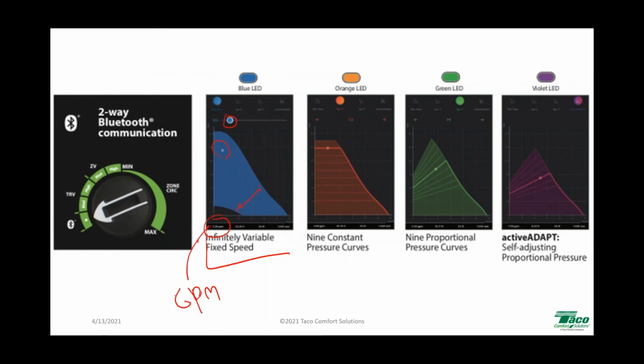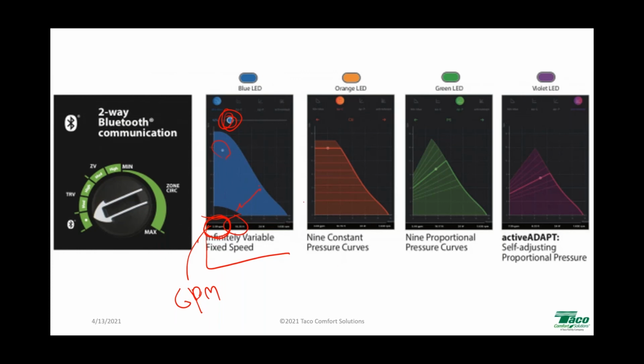So again, in this case, you don't even have to figure out the head loss. You just have to know the flow rate. So if you know it's a 30,000 BTU zone, well, that's 3 gallons a minute. You simply move this dial until you see 3 gallons a minute here. That part will take care of itself. The head will take care of itself.